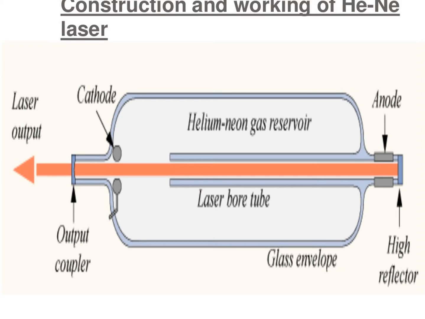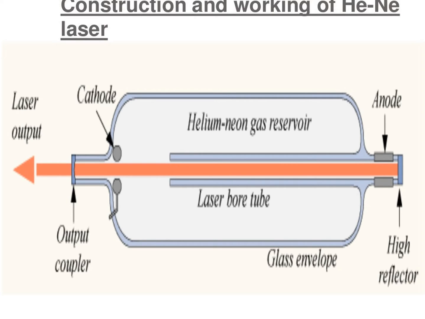It consists of a glass tube of length 50 centimeters and diameter 1 centimeter. It is filled with a combination of helium and neon gas in the ratio 10:1. That is, for every 10 atoms of helium, there will be 1 atom of neon. This glass tube is sealed at both ends, and two plane mirrors are attached to the glass tube. These two are perfectly parallel to one another and perpendicular to the axis of the glass tube.